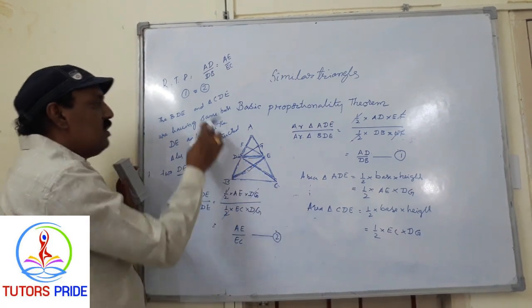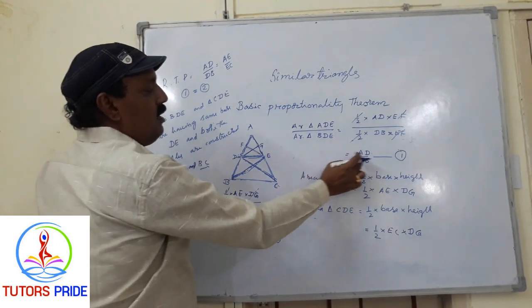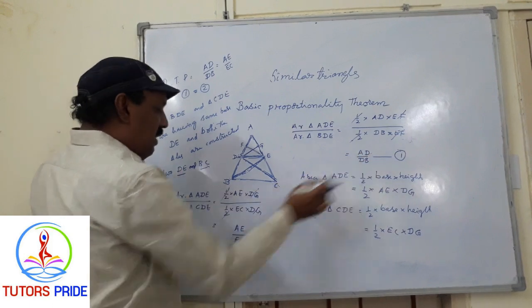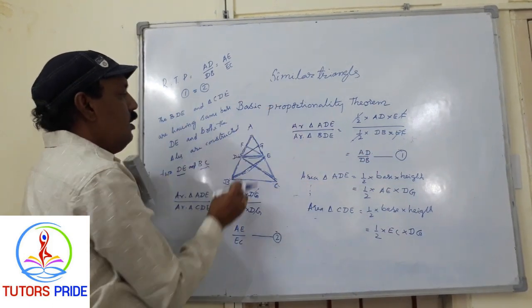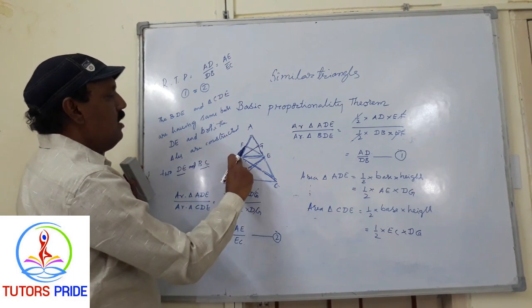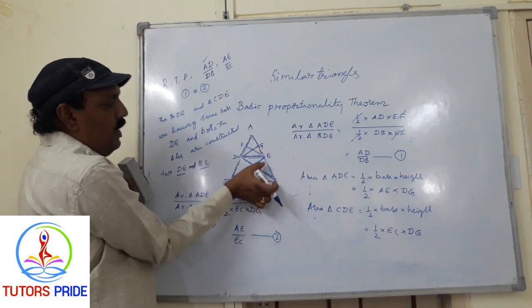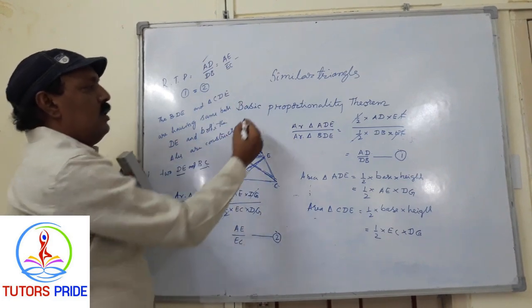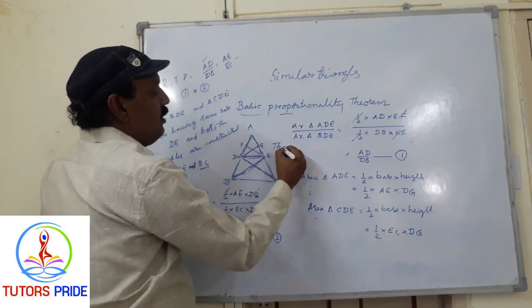Because of this reason, I consider the first equation and the second equation equal, and finally we got the ratio AD by DB equal to AE by EC. So this is the basic proportionality theorem. It is also called the Thales theorem.